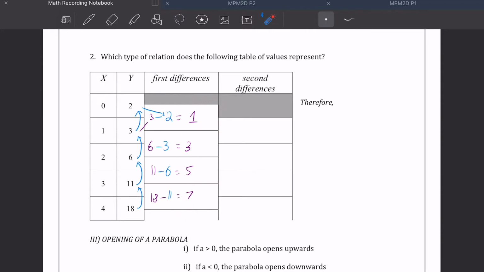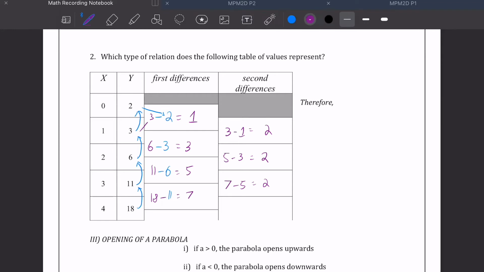So we know right now that this is not a linear function. If they were the same, it would be linear. So what we're going to do is check the second differences. And how we do that is we're going to do basically the same sort of idea, but we're going to take these away from each other. So we're going to take 3 and subtract 1 from it. So 3 subtract 1 gives us 2. Same, we're going to take 5, subtract 3, gives us 2. And then we're going to take 7, subtract 5, and it gives us 2.